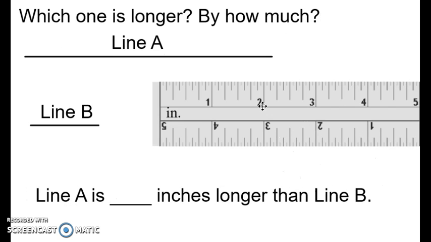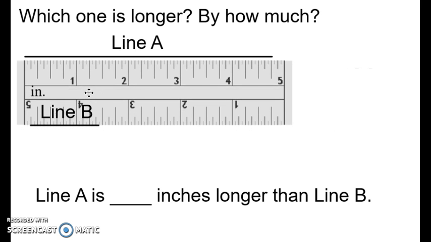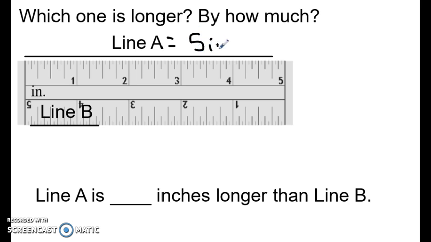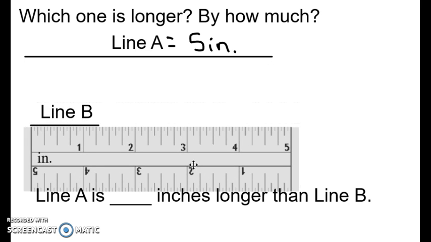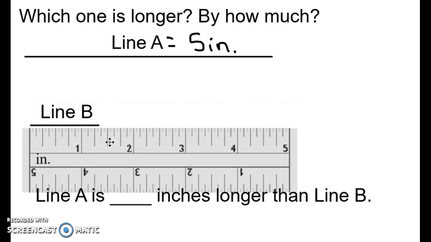Let's try one more together. So here again, we're looking for which one is longer and by how much. Here's my line A. So first I'm going to measure line A, lining up my ruler to where the 0 is at the edge of the front, and then looking at the number that's closest to the end, and in this case it's 5. So line A is 5 inches. Now I'm going to measure line B, carefully lining my ruler up, and then looking to see which one it's closest to. Well, it's still closest to the 1, so line B is going to be 1 inch.